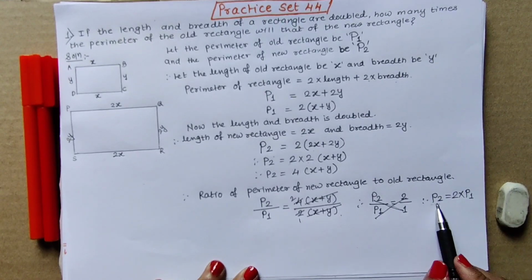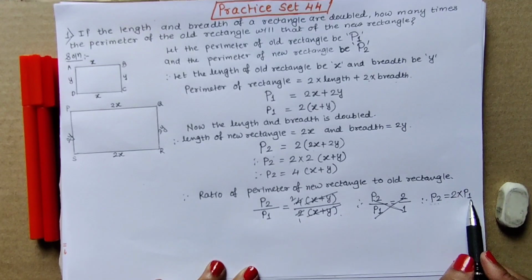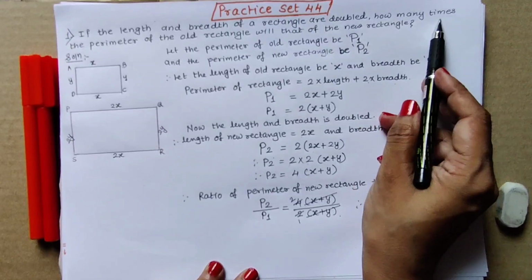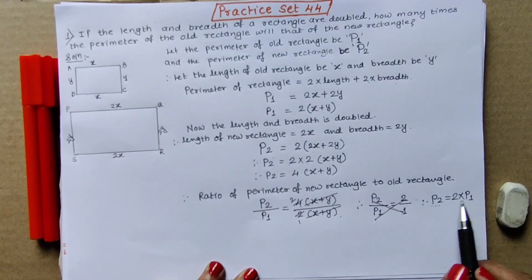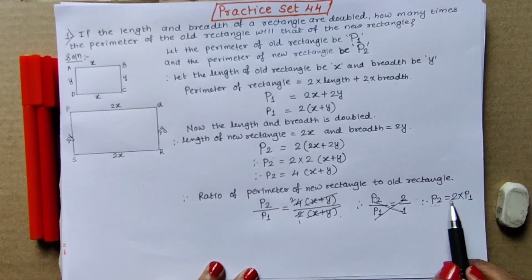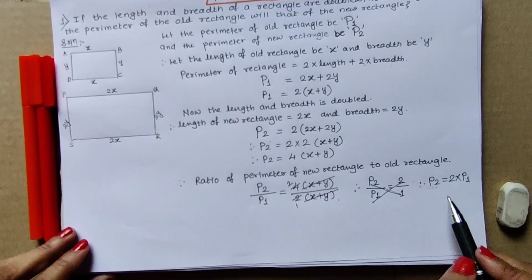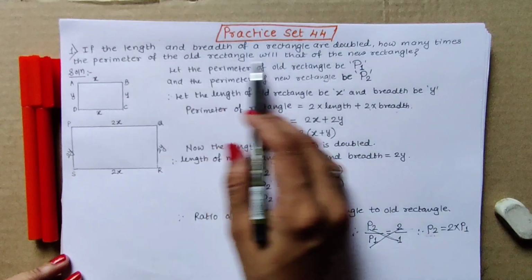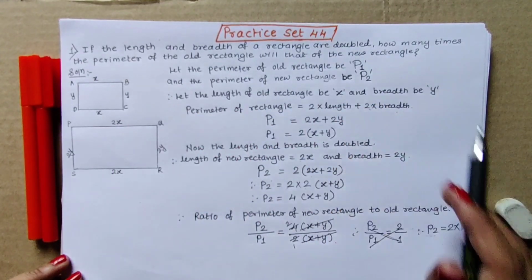That means the perimeter of the new rectangle is double that of the old rectangle. How many times? It is asked how many times the perimeter of the old rectangle. So let us write the answer. See the question here, from the question only we will be writing the answer: how many times the perimeter of the old rectangle will be that of the new rectangle?